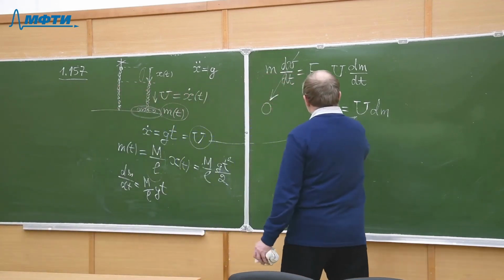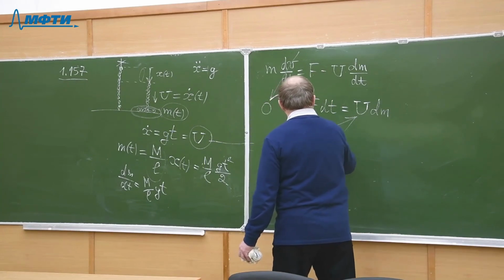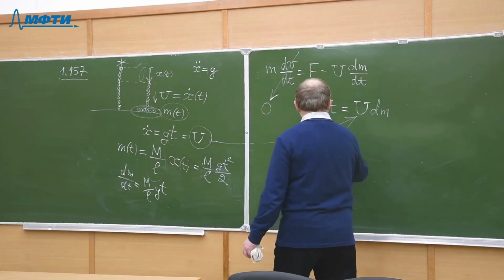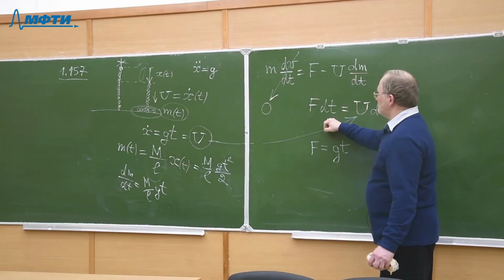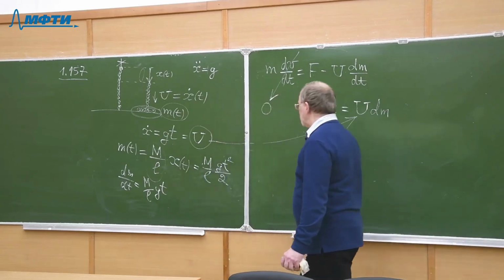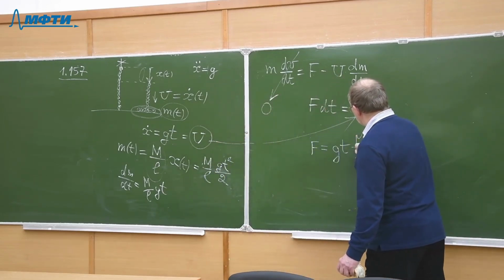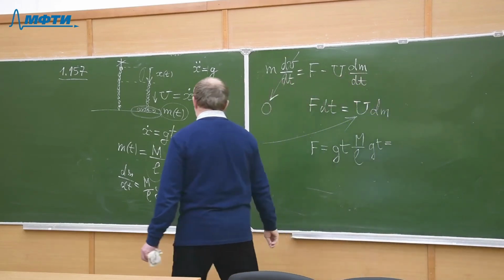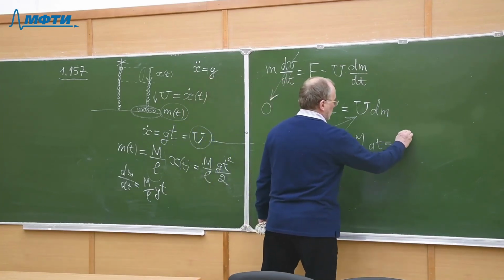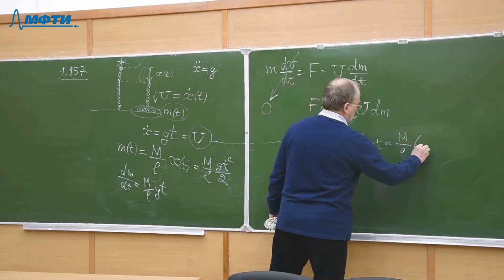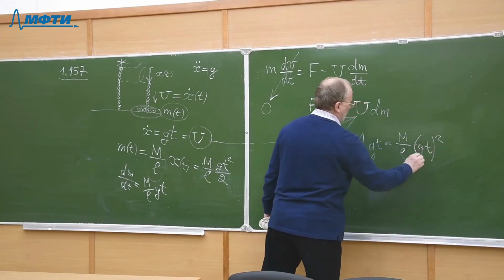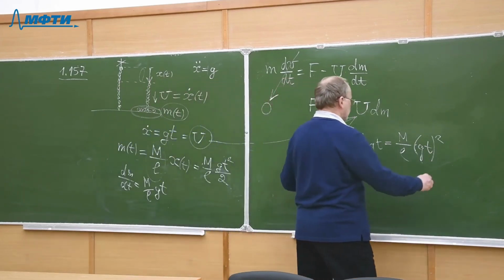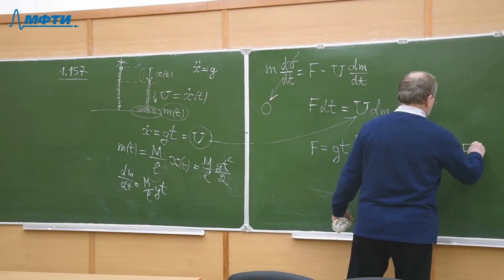So in this equation we will find f equals u, we have found it, it equals gt times dm dt, which is written here. It will give you capital M over L, again gt. And that will give you M over L gt squared. That is the force as a function of time.